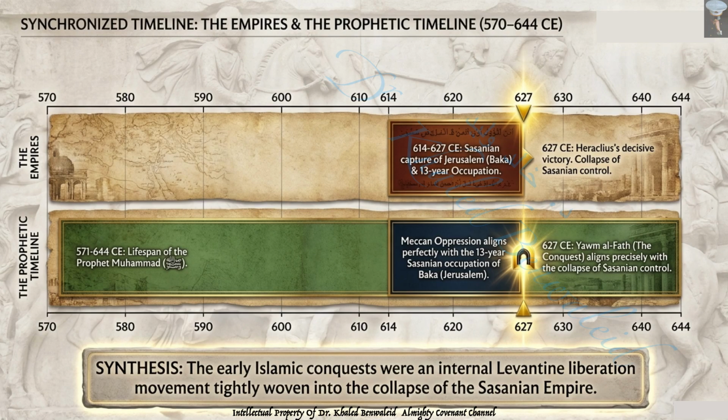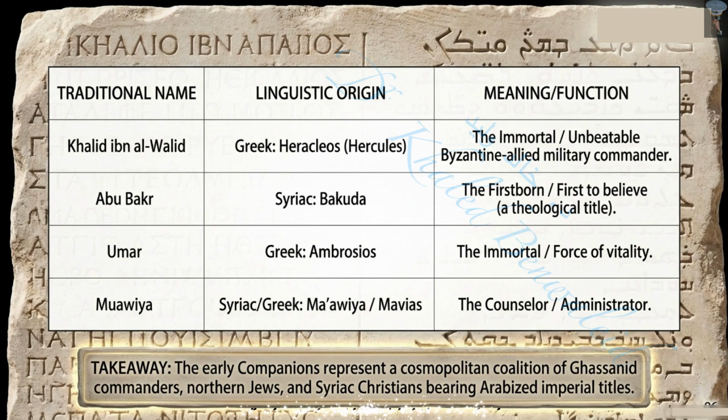But if Mecca is Petra and Bakkah is Jerusalem, what exactly is being conquered and from whom? In Dr. Walid's timeline, the monumental conquest takes place in 627 CE, but it is not a march on the Hijaz. He argues that this event was, in historical reality, the liberation of Bakkah, the liberation of Jerusalem, from the devastating 13-year occupation by the Sasanian and Lakhmid forces. The ultimate victory is taking back Jerusalem from the Persians.